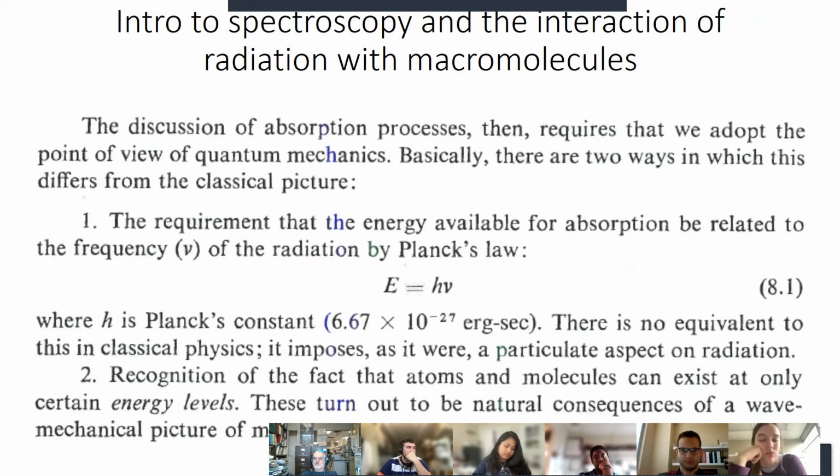Okay, and showing that it differs from the classical misunderstanding of what light was. So the first thing is that energy is basically absorbed, but only in certain ways. It has to be absorbed according to this relationship, where the absorption is related to the frequency of the radiation by Planck's law, where the energy is equal to Planck's constant times the frequency.